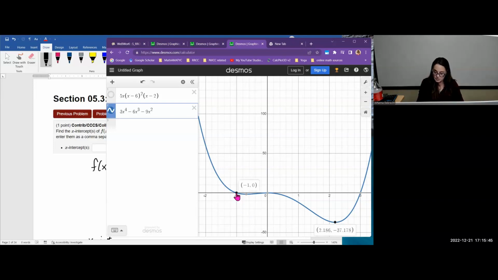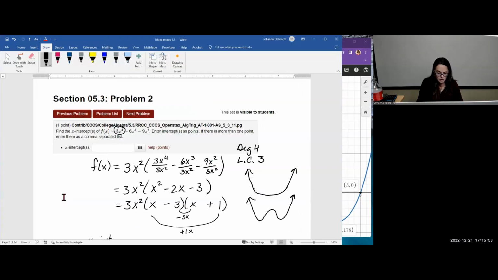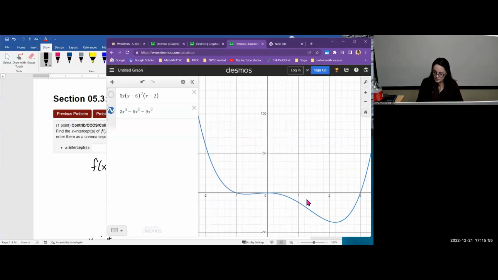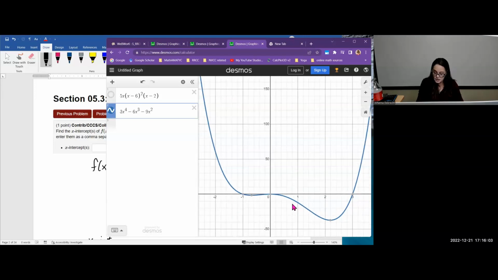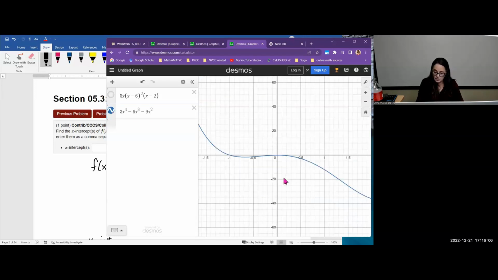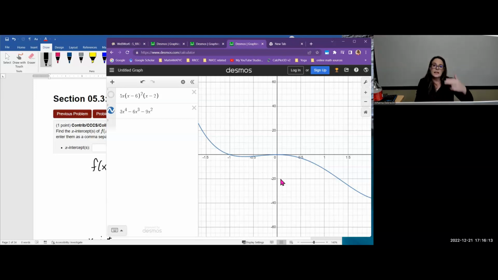Well, I've got an x-intercept here at -1, and I've got one at 0, and then I've got one over here at 3. Did I do that right? Yes, 3. Okay, so when I'm looking at these, notice again, I'm going to click on the intercepts. Notice that when the solution was found only once, it crossed the x-intercept. And when it was found an even number of times, it bounced off of it. So you can see it's bouncing off the origin here, not by a lot, but it is definitely bouncing.